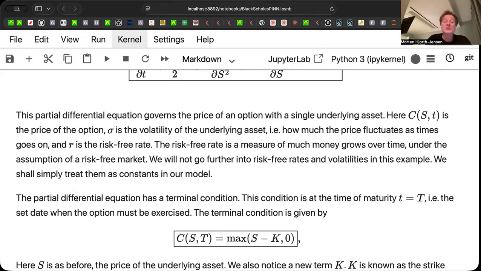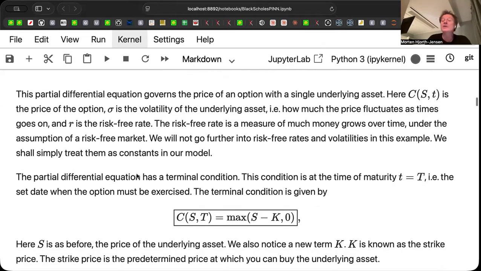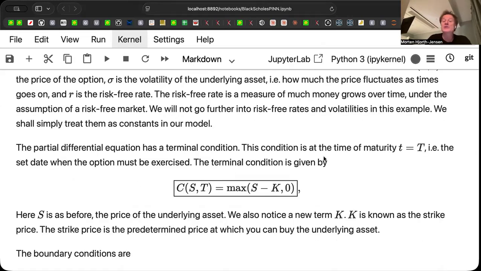The differential equation also has some end conditions. This condition is at the time of maturity. That is typically when you want to realize the assets which you have. That's a set date when the option must be exercised. So typically the time could be a month or 2 months, depending on the contract which you set up. And this defines a terminal time.